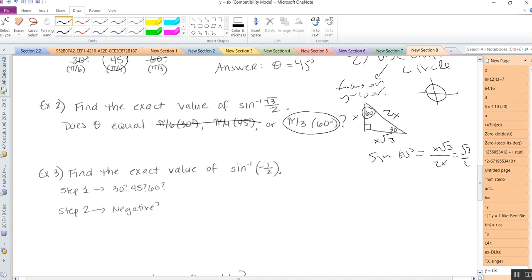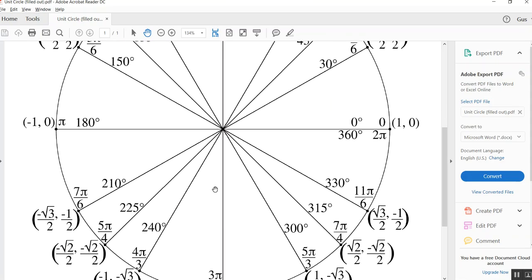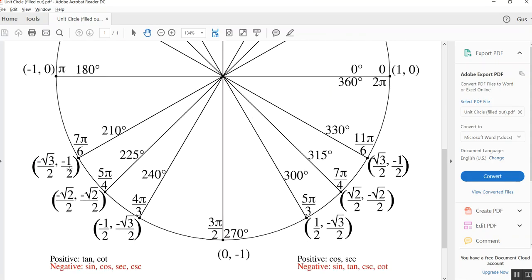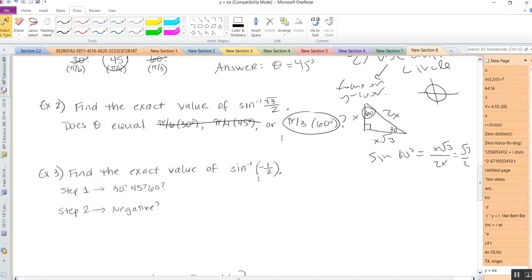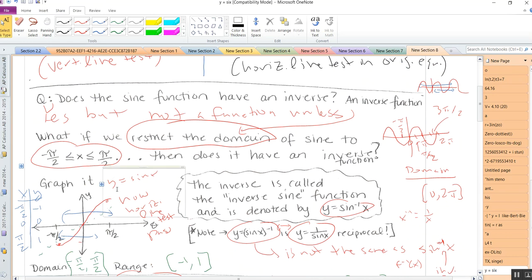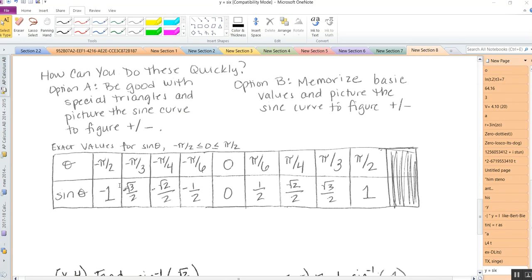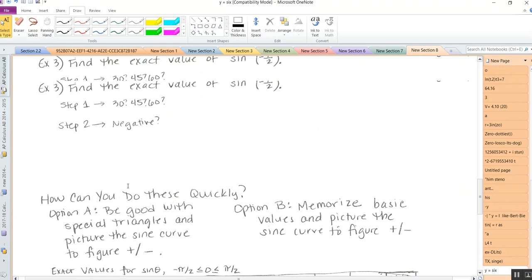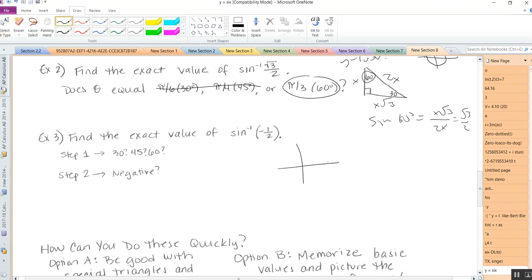How about negative 1/2? Now, where is y negative 1/2? Right here at 210 or 330. But again, we have to give our answer between negative pi over 2 to pi over 2. And if I'm going in the clockwise direction and I'm coterminal with 330, that's going to be negative 30 degrees. It's not any of these positive angles. It's definitely a negative angle. And it's negative 30 degrees.